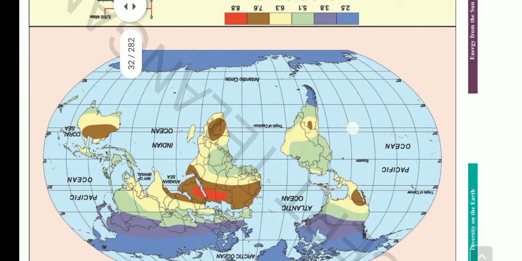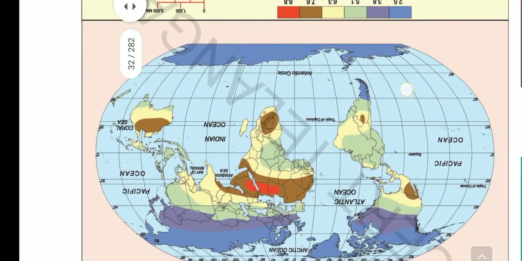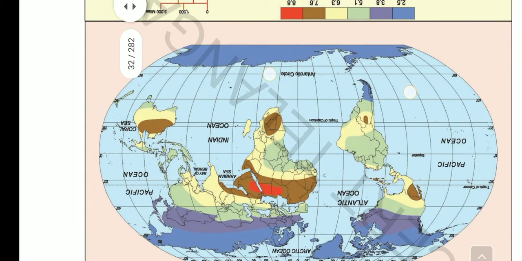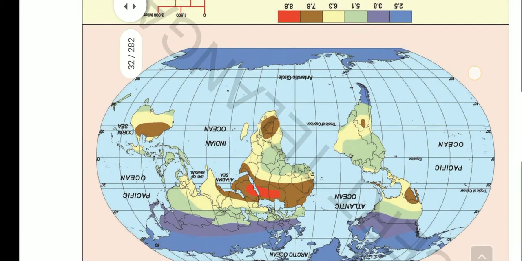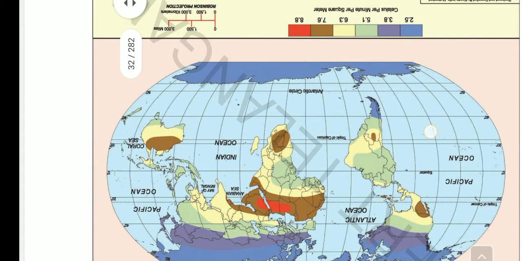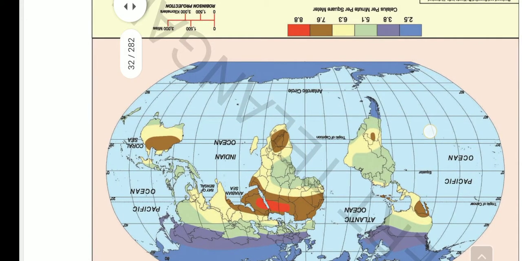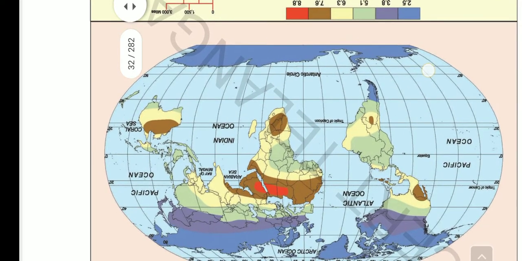This is the map you will see here, right? World map. What do you see here, my dear students? Temperature is given in the index, in Celsius per square meter. Wherever the blue is there, it is 2.5 Celsius per square meter. And when it comes to the last, 8.8 per square meter. So different colors are given here.